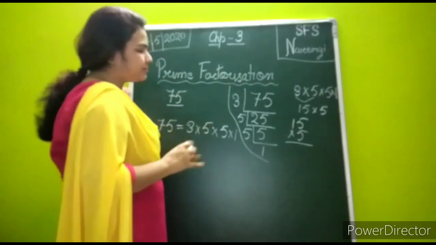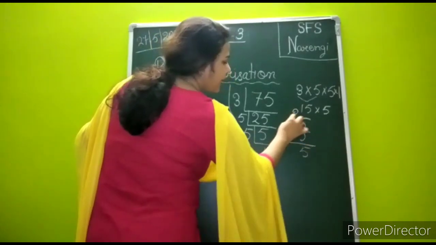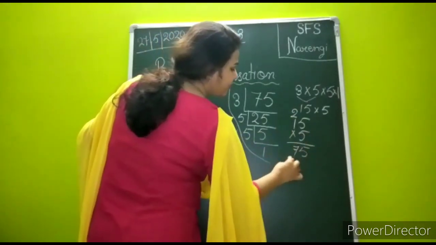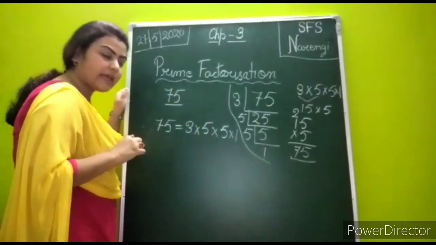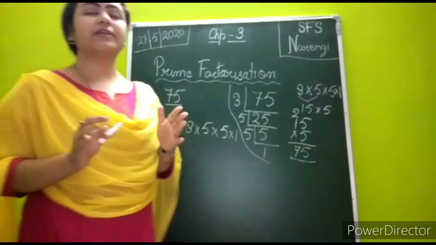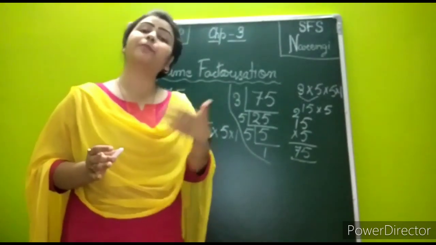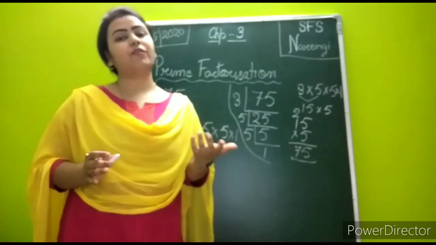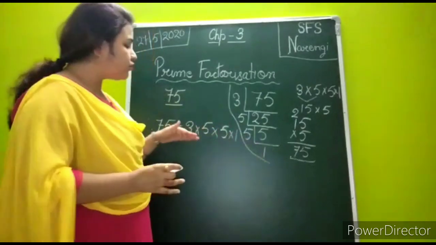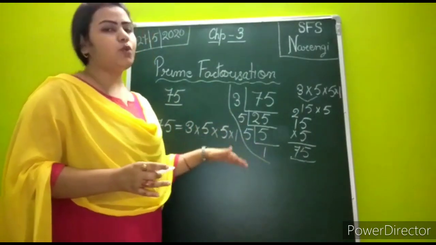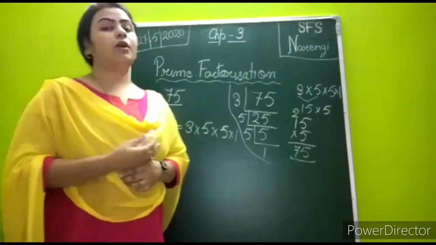Okay? So, 15 5s are, 5 5s are 25. 2 carry, 5 1s are 5, 6, 7. Did we get the number that we wanted? 75? Yes. So, always when we prime factorize a number, if we find the product of the factors that we get, then we will get that number itself. And that is why we write it as a product. 3 into 5 into 5 into 1. Okay? Now, let's move on.